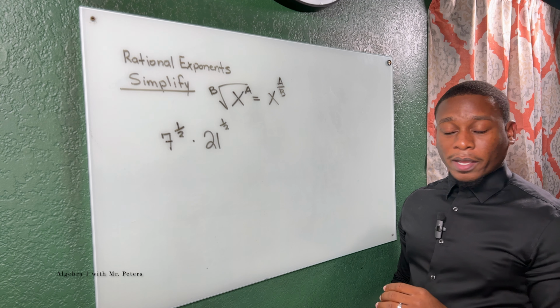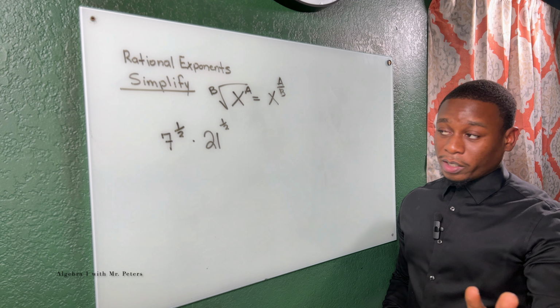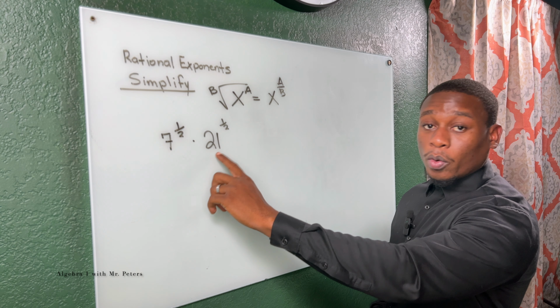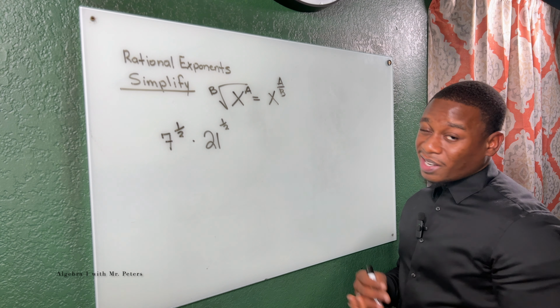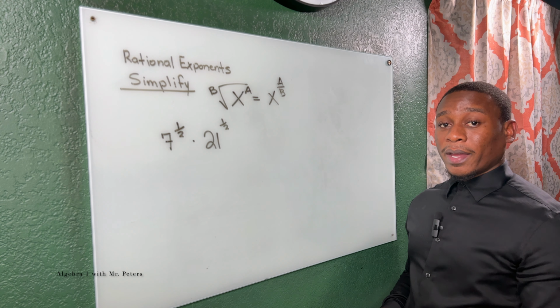Please understand that this is a trick question. This is what I mean. We can't rewrite 21 so that it has a base of 7, right? There's not really a way for us to do that. However, if you notice, that fraction is the same.